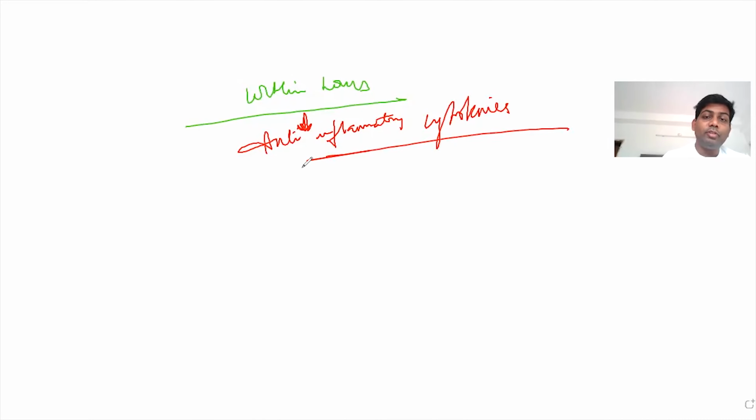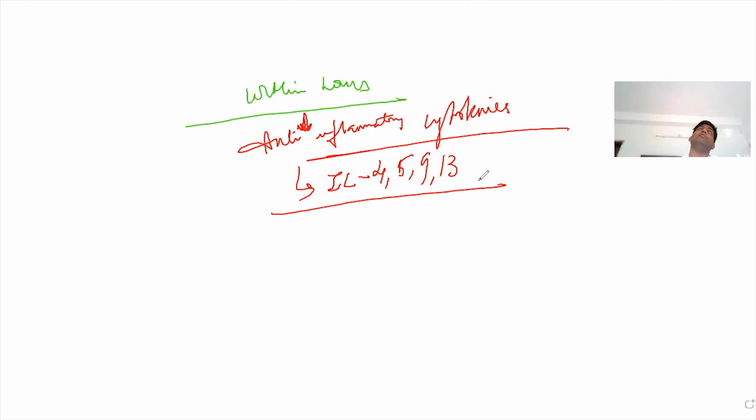Now, what are the anti-inflammatory cytokines? The pro-inflammatory are interleukin-6, interleukin-1, TNF-alpha. What are the anti-inflammatory cytokines that will be asked in the exam? It's a straightforward question from Bailey and Love. Interleukin 4, interleukin 5, interleukin 9, interleukin 13. All right. So these were the mediators of the metabolic response to injury.